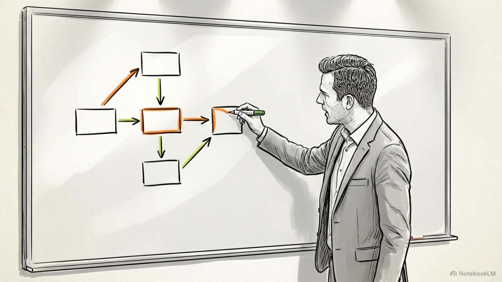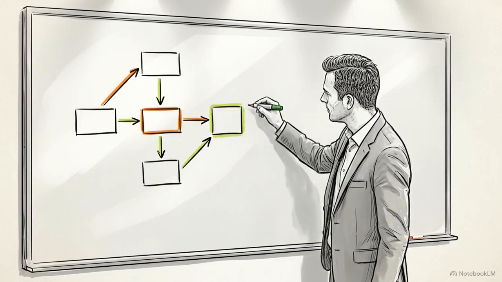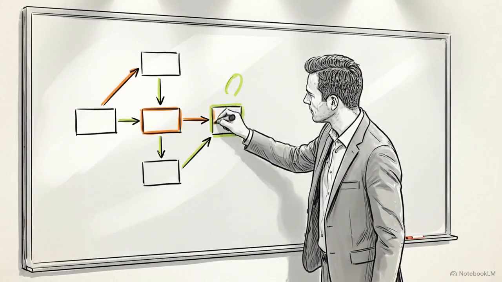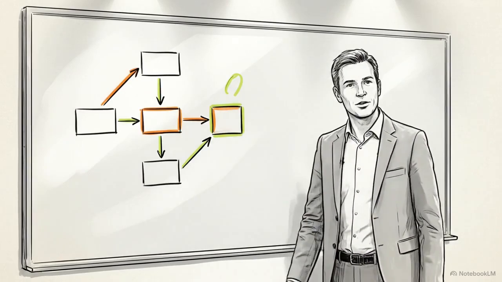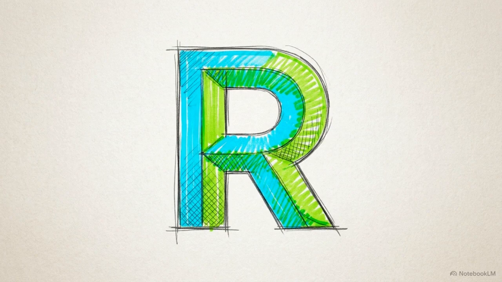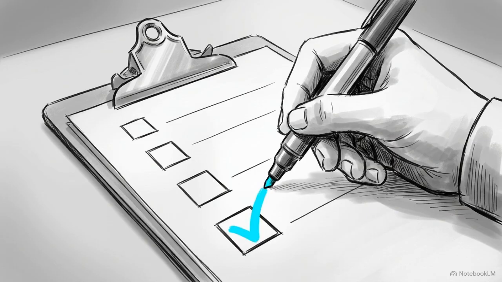Breaking down the solution step by step allows the hiring manager to follow your logic. It demonstrates that your success was the result of a repeatable process. Finally, write the R, the result. Conclude your draft by explaining the final outcome of your actions in 1 or 2 sentences.